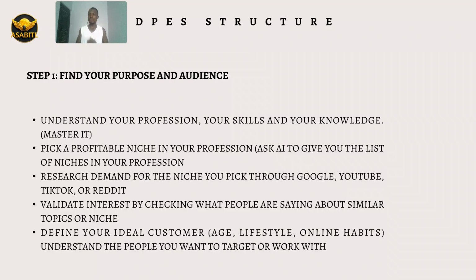So prepare your mind. The first thing you need to do is to understand your profession. The next thing is pick a profitable niche in your profession. You can use AI to do that for you. Like for example, you can go to ChatGPT and say, ChatGPT, this is my profession. Give me a list of niches in this profession. ChatGPT will give you a list of niches in that profession. Then you pick one that you know about very well.